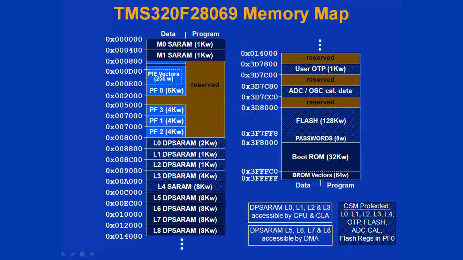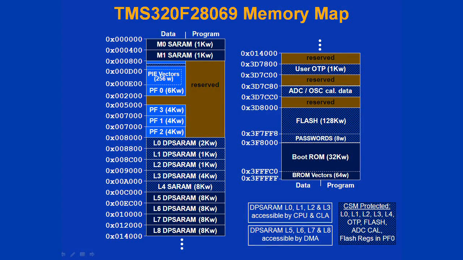At the top of the map, we have 2 blocks of RAM called M0 and M1. Then we see PF0 through PF3, which are the peripheral frames. This is the area where you will find the peripheral registers. Also in this space, you will find the PIE block. Memory blocks L0 through L8 are grouped together. L0 through L3 are accessible by the CPU and CLA. L5 through L8 are accessible by the DMA.